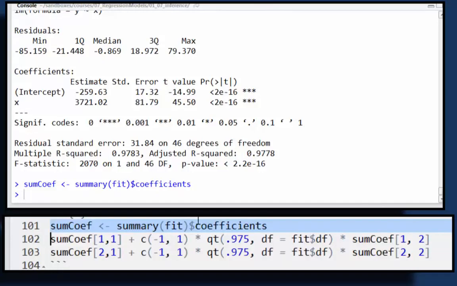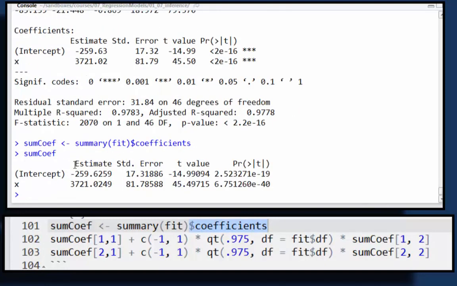So now I've assigned the summary from the lm statement to an object in R, but I just wanted the table part, so I'm grabbing just the coefficients. So it's right here, see, I'm just grabbing the coefficient table. So let me just print out that variable just to show you what it looks like. It's just the table part, just the estimates, the standard errors, the t-values, and the p-values.